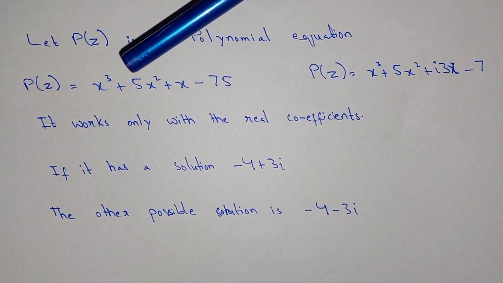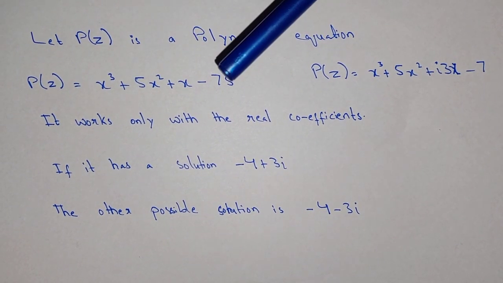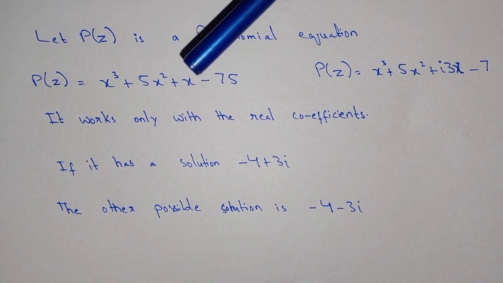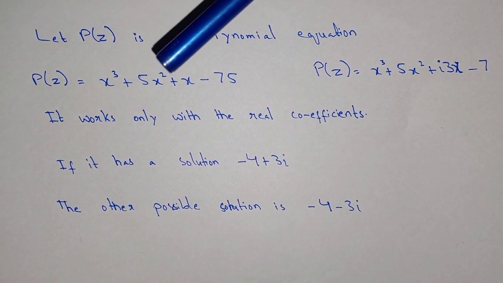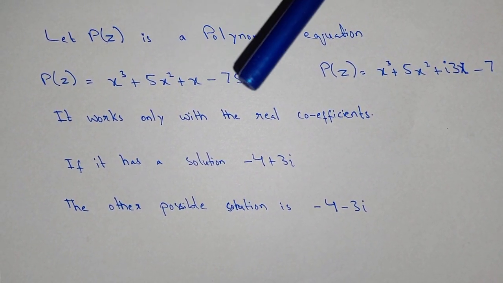Like here, we have all the real coefficients: 1, 5, 1 and minus 75. So let's suppose if we have the imaginary coefficient over here or the complex number over here, so this theorem will not work. It will only work with the real coefficients.